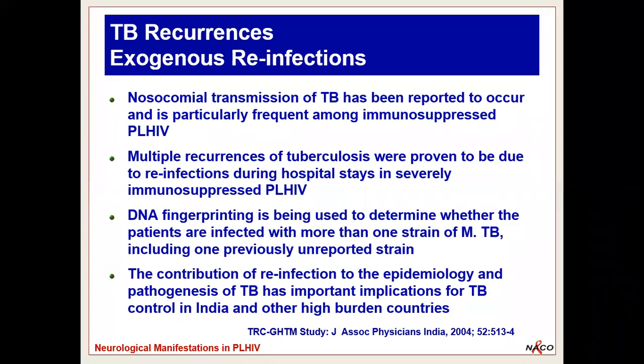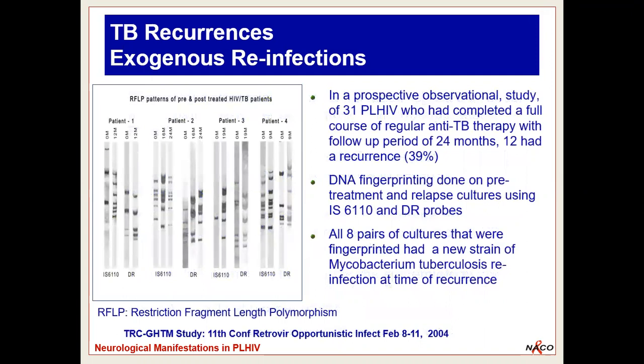Next slide, please. It's the same study, which is talking about exogenous reinfection. In this observational study, a certain number of PLHIV were followed and DNA fingerprinting was done, and it was found that a lot of patients had new strains of tuberculosis. So again, stressing the topic we just talked about, all other things are important, but IPC is very important and usually missed. Next slide, please.